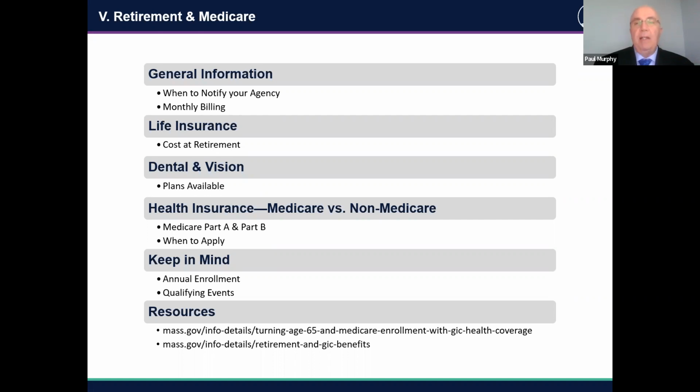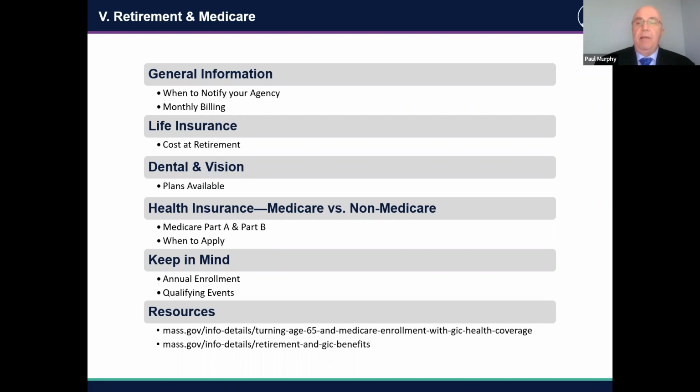And when you retire, that's a qualifying event for you to enroll, cancel, change the family, or change your health plan. So it is a qualifying event. Thereafter, you will have the opportunity to enroll, change plans, or come into GIC during any annual enrollment. So keep that in mind that retirement is a qualifying event. A lot of people say, I'm going to change during open enrollment because I'm going to retire in December. You don't have to do that. You can do it at retirement.